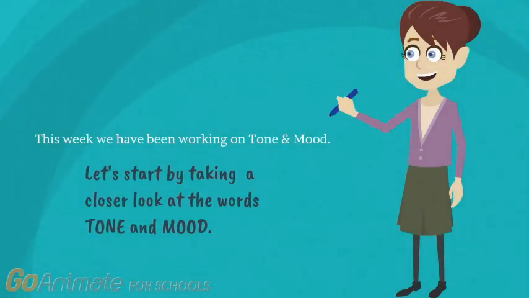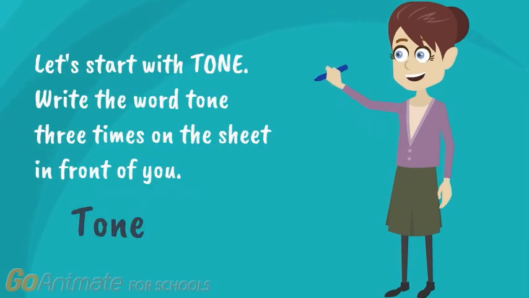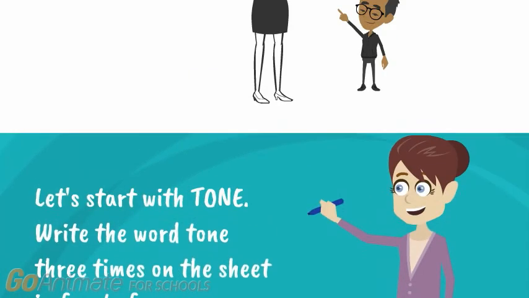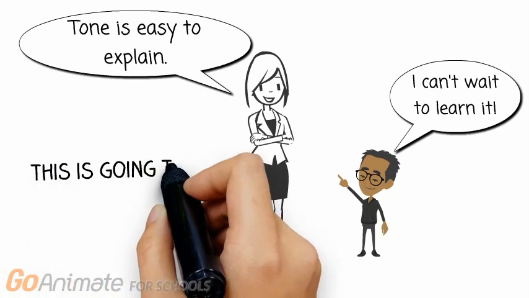This week, we have been working on tone and mood. Let's start by taking a closer look at the words tone and mood. Let's start with tone. Write the word tone 3 times on the sheet in front of you. Tone. Tone is easy to explain.